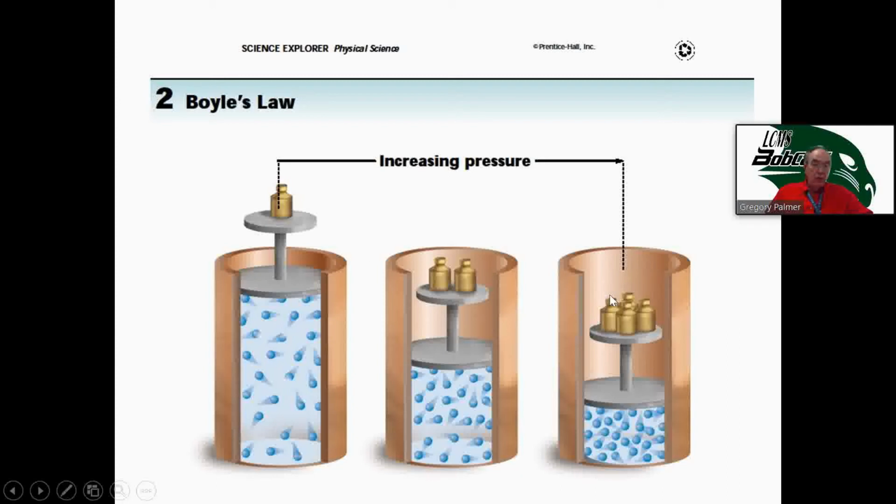As the pressure increases, the volume will decrease. So the volume was big, and now the volume is small. The pressure was small up here, and the volume was big, and down here where there's four weights, the volume is small. So as you add more weights, the volume goes down. As you remove weights, the volume goes up. And the weights represent the pressure.